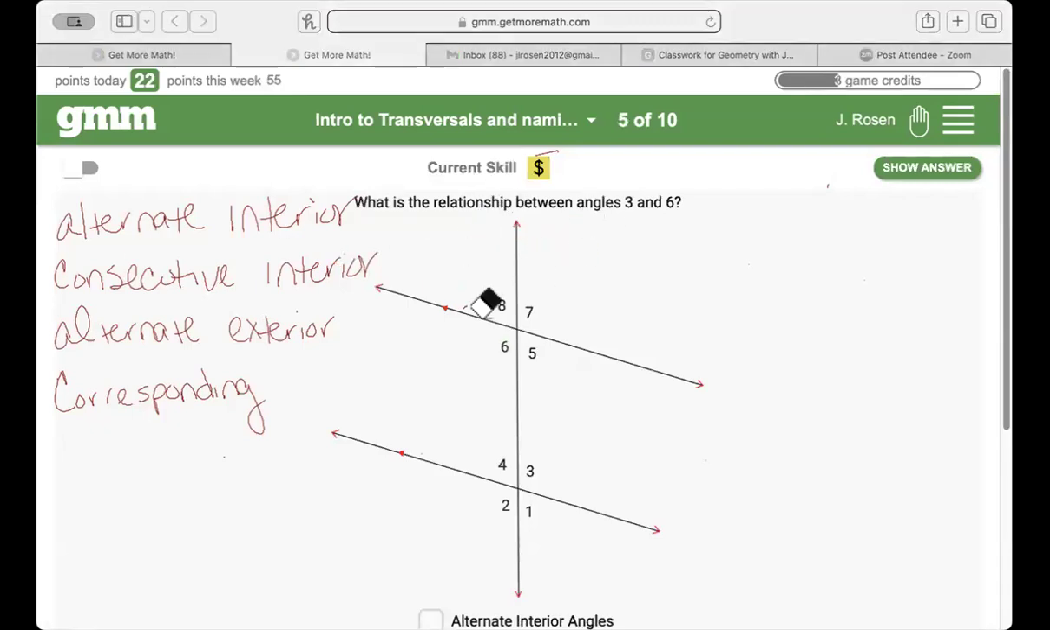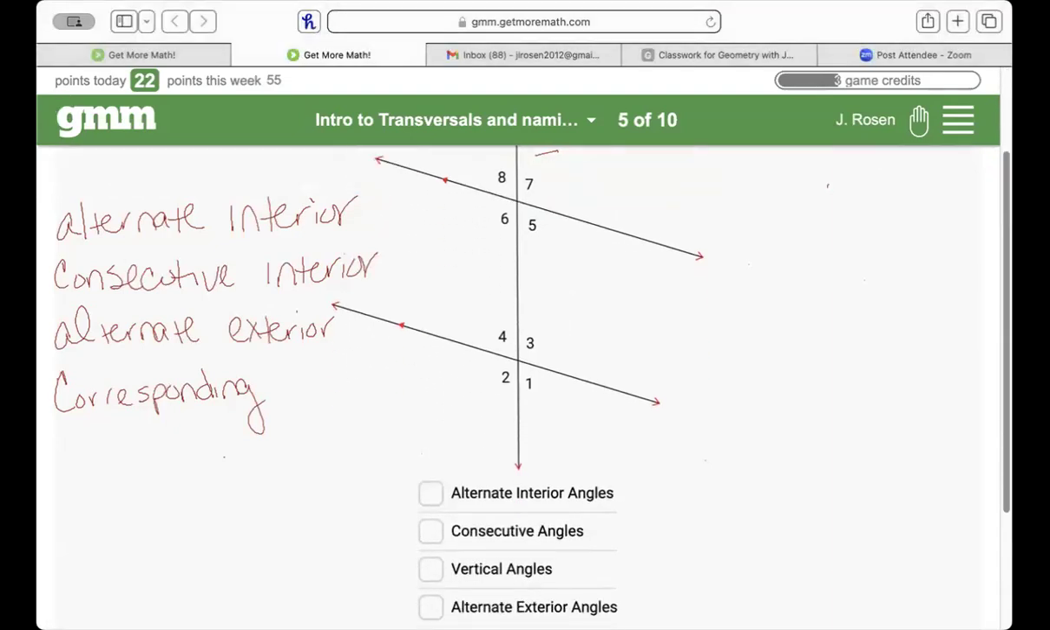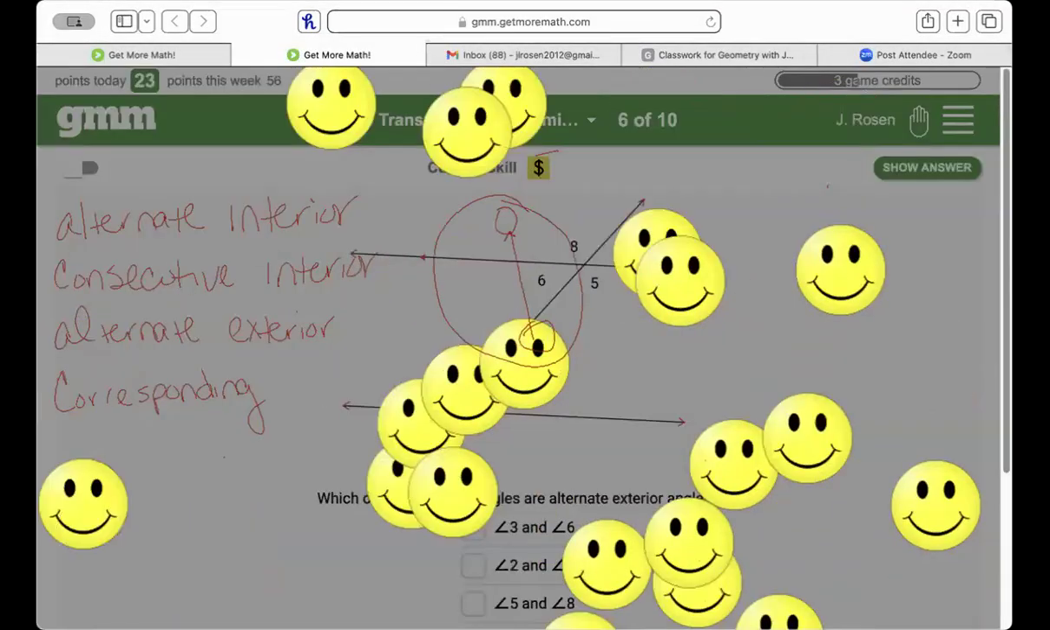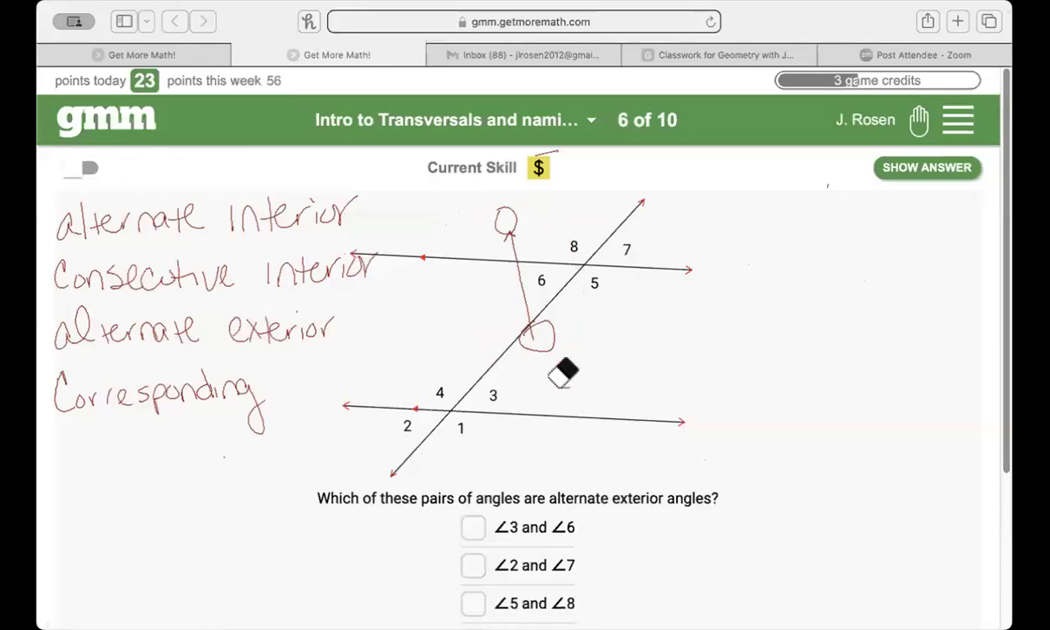Okay. What is the relationship between 3 and 6? So let's scroll up here and let's look at 3 and 6. 3 is here, 6 is here. They're alternate interior because they're in between the two parallel lines. So they're alternate interior. So really pay attention to the difference between interior and exterior. Okay, interior is inside, exterior is outside.